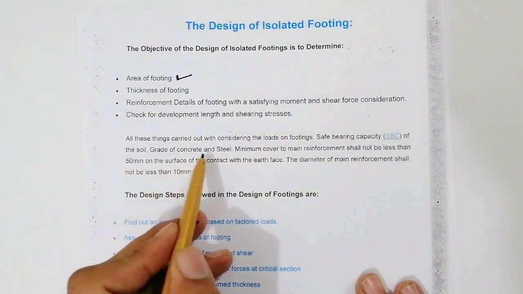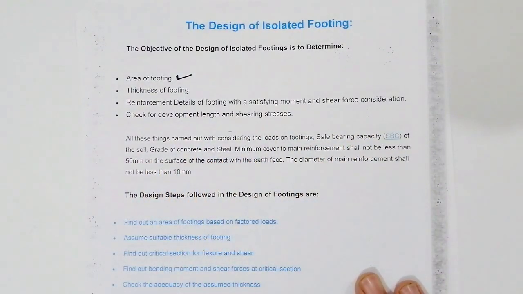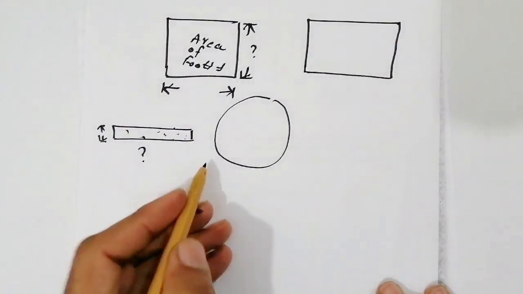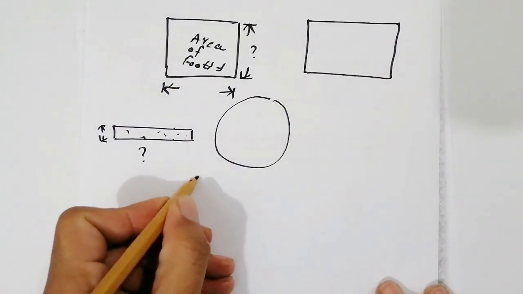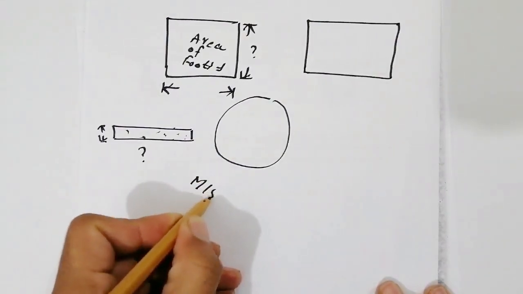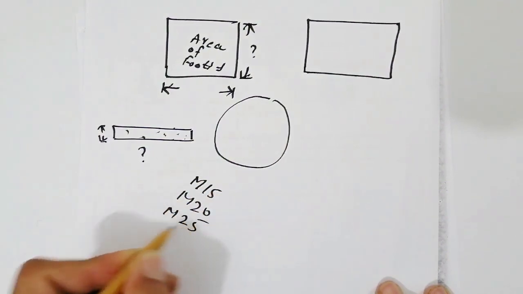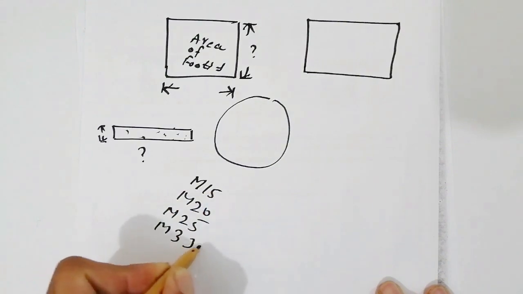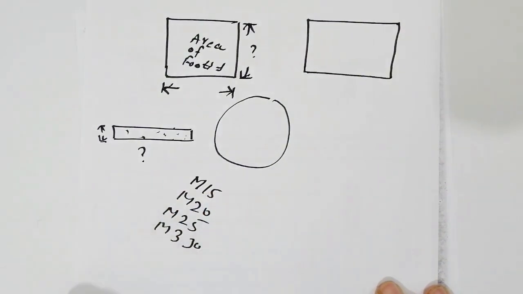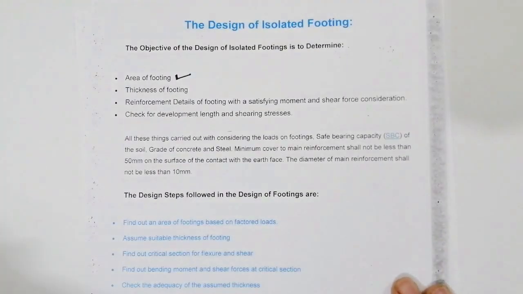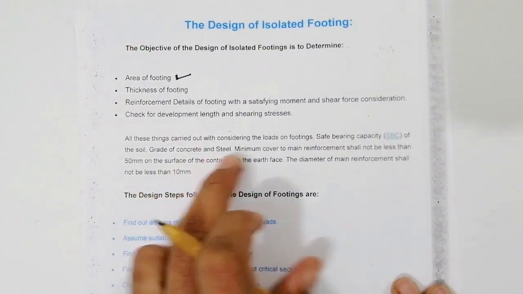Also, guys, grade of concrete. As you know, we have different grades of concrete. I've already discussed this in many videos. M stands for mix, like M15, M20, M25, M30, etc. So these things also depend on the grade of concrete.